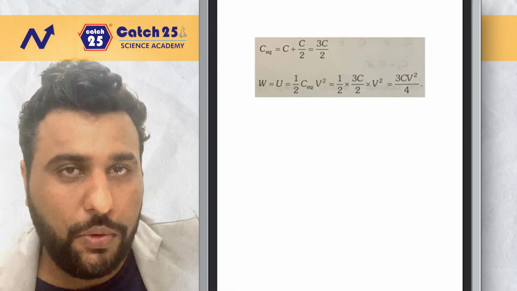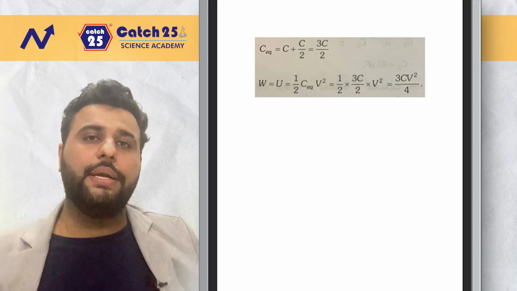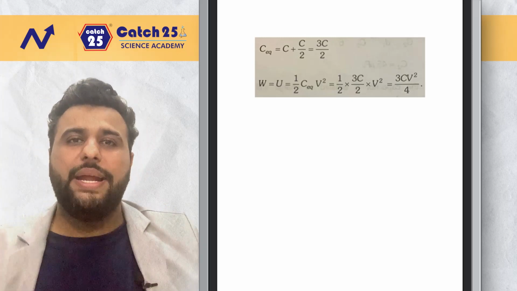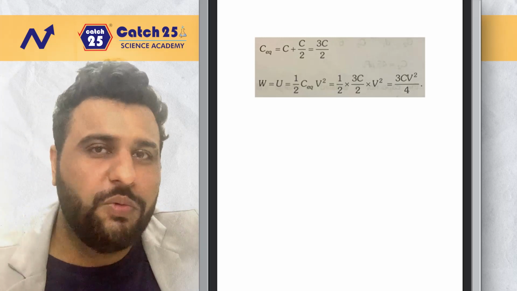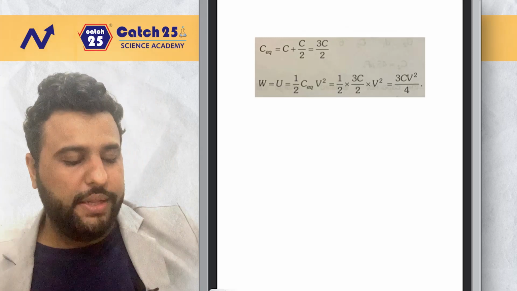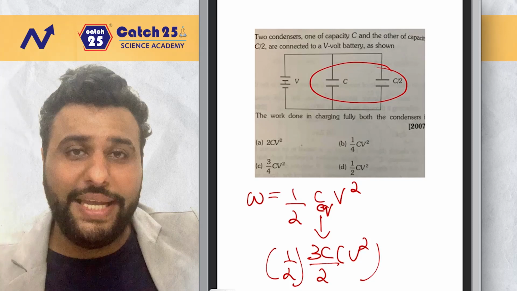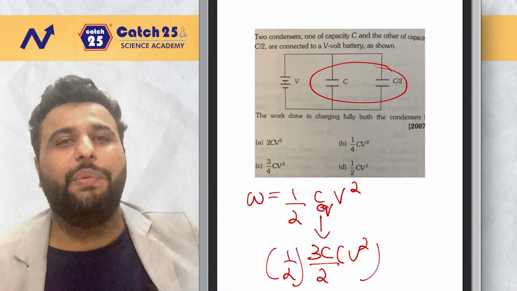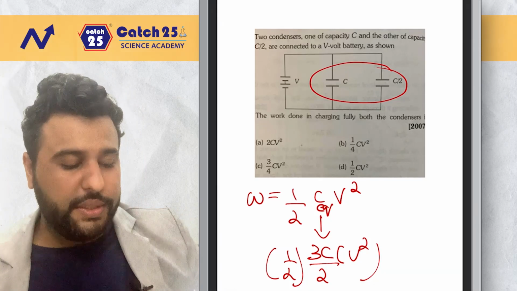Now again, for people who don't want the handwriting, this is the printed answer. It is again work done to confuse you. Work done joule, energy, joule, half CV square. Therefore, in this case, what we did was, it was not C, it was C equivalent. Otherwise, you should know how the circuit is solved.